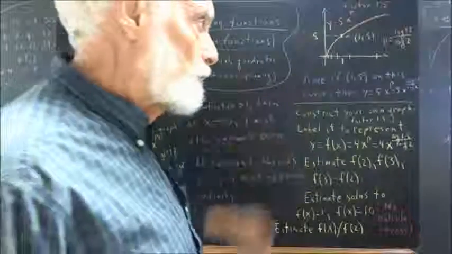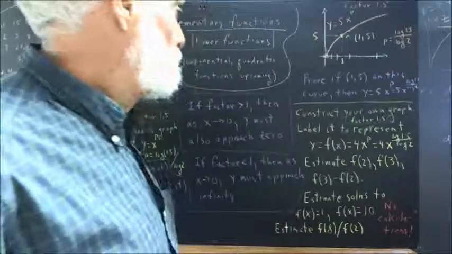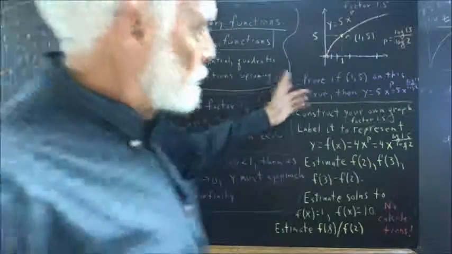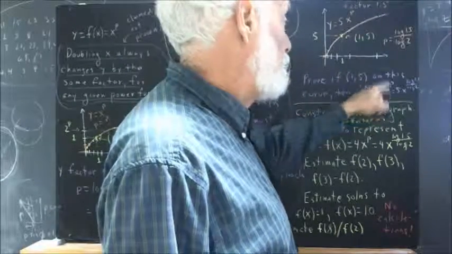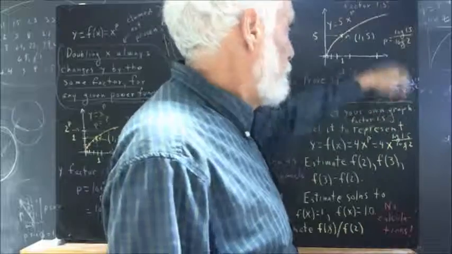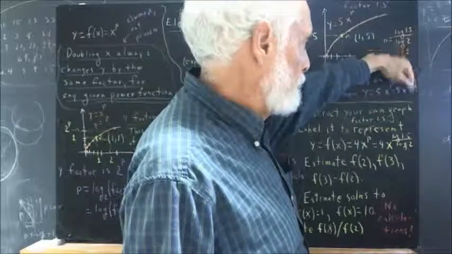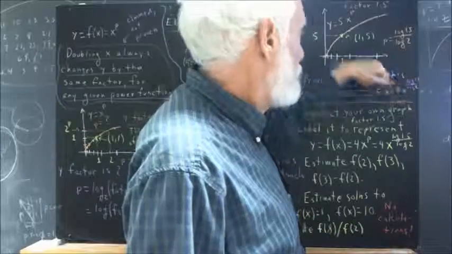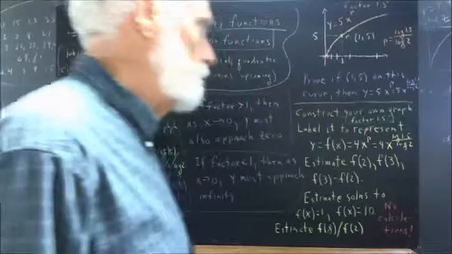Naturally, we aren't going to construct it perfectly. So, again, p is log 1.5 divided by log 2. What I ask you to do is prove that if 1, 5 is on this curve, then y equals 5x to the p, where p is log of 1.5 over log of 2. Now, that's not written very well, but that's all it says. And we've already declared that p is the log of 1.5 over the log of 2.